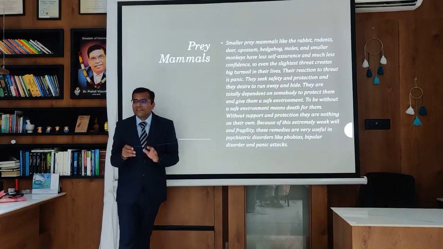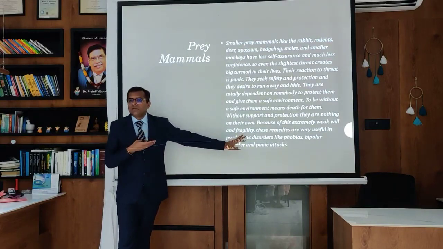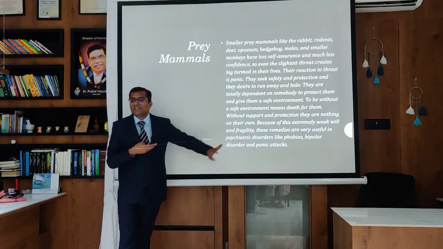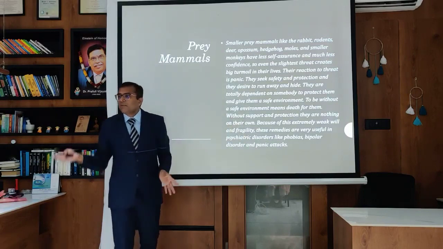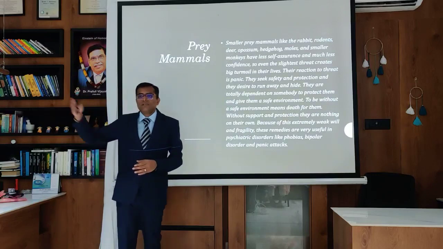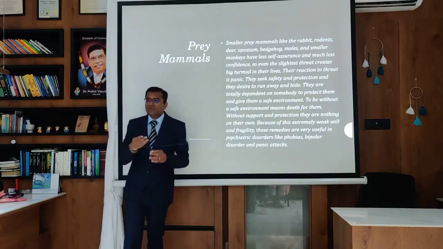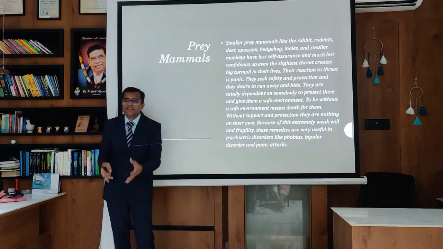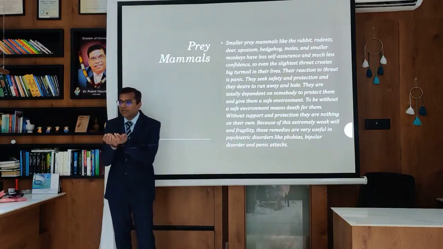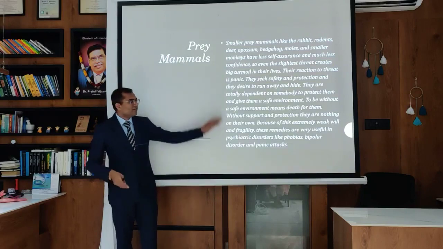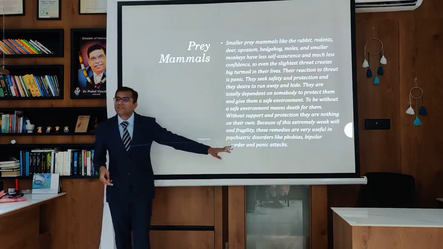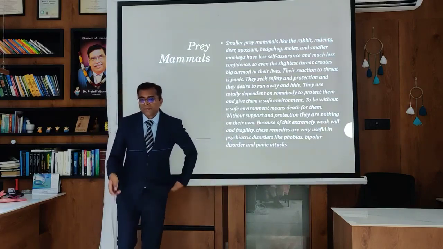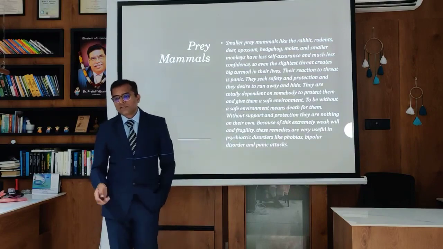So we thought of clinging remedies like Paratika, Antimonium tartaricum, and Borax, because they are totally dependent. Borax is from the Natrum group and the Natrum group has a row and column feeling. Borax has a feeling of falling and they want to hold and to be carried. In the same way these prey animals also have the same feelings. So they want support and protection from outside, nothing from their own.